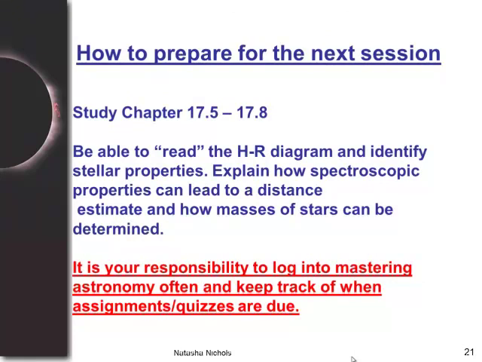Study chapter 17.5 through 17.8. You should be able to read the HR diagram and identify stellar properties. You should be able to explain how spectroscopy properties can lead to a distance estimate and how masses of stars can be determined. Until next time.